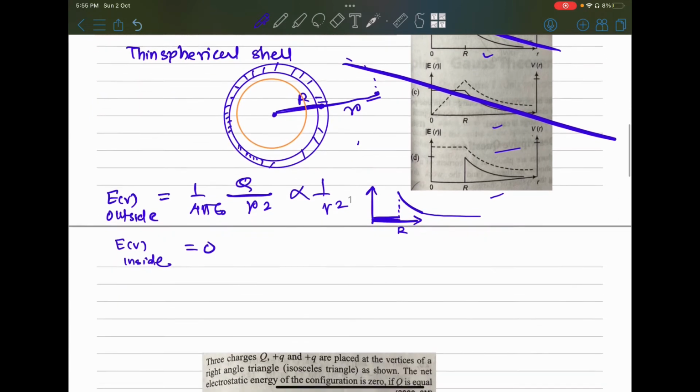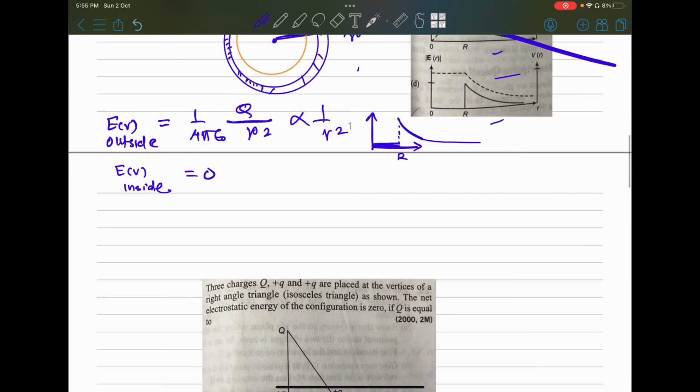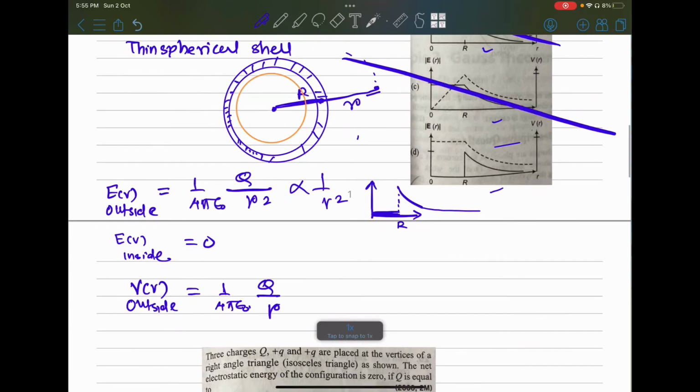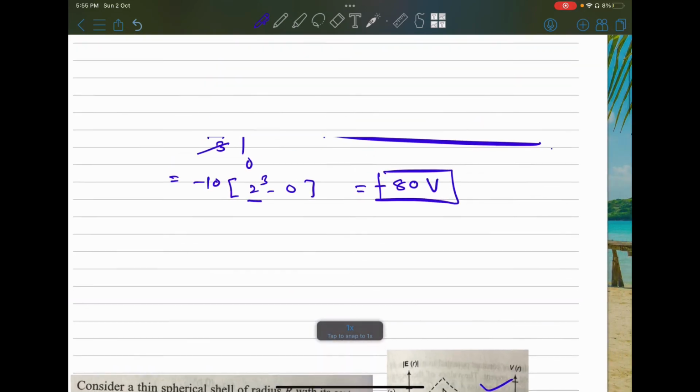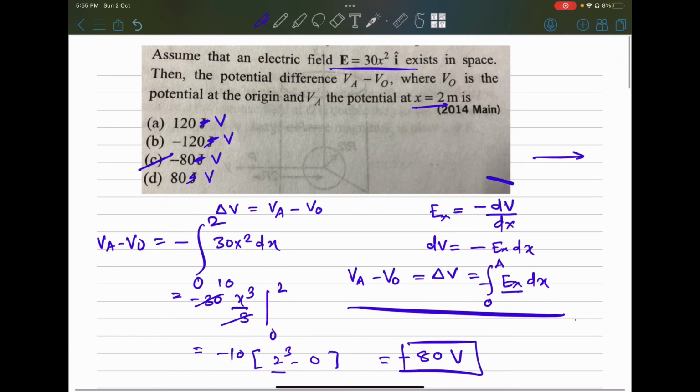Okay, so we are done with electric fields. Let us move towards the electric potential. Electric potential at a point outside, let us check first. It is also straightforward, similar to our electric field. It will be Q upon R only and not R square, partially because of the kind of relation we saw earlier.